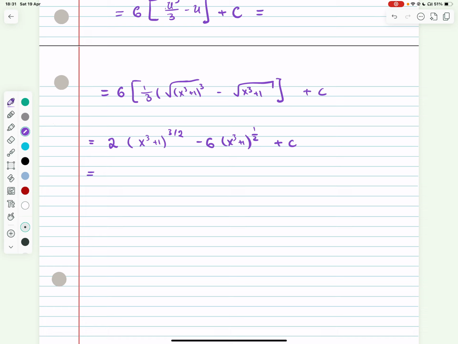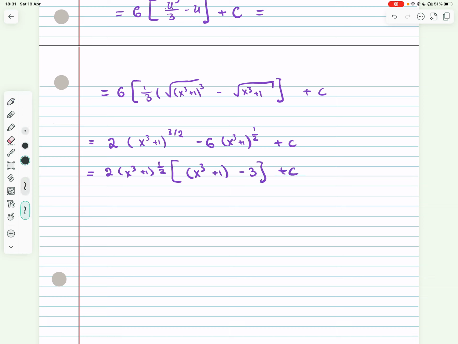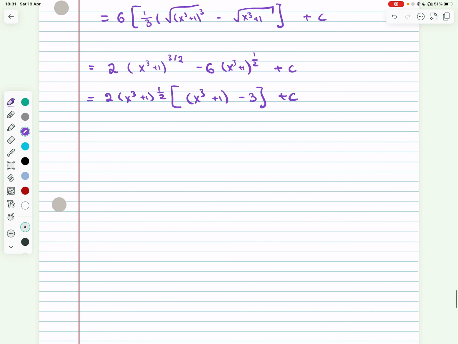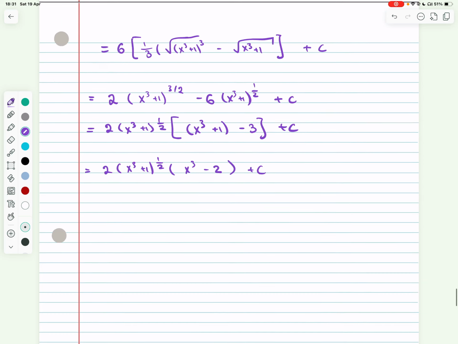I am going to take 2 times x cubed plus 1 to the power of 1 half out of the bracket, so that gives me simply x cubed plus 1, and then just minus 3. Okay, so I'll factorize this expression, taking the common factor out. That's going to be 2 multiplied by x cubed plus 1 to the power of 1 half, multiplied by x cubed minus 2 if I open it and simplify, plus c.